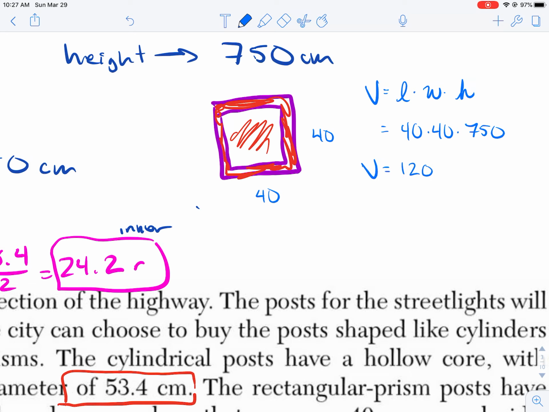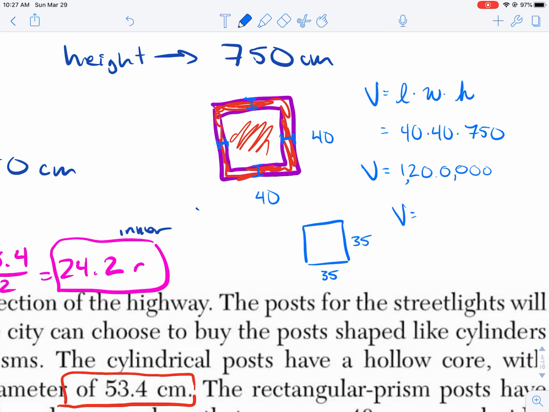Okay, so the volume, how many zeros? 1, 2, 3, 4, 5. Okay, so that's the volume of the outside. We got to subtract these middle pieces. So again, we're subtracting 2.5 from the whole piece. So our new square is going to be 35. And then this one's also 2.5 on each side. So now this length is now 35.